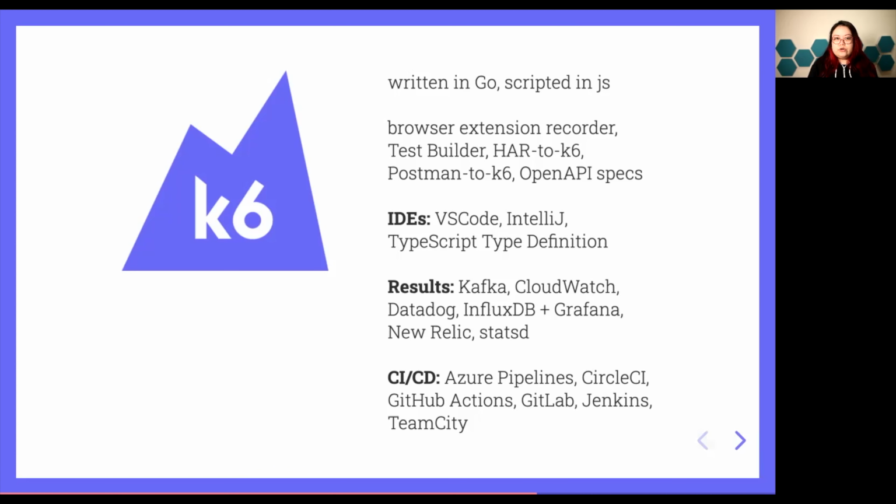Now we have recorders and converters that let you create a K6 script faster, including just being able to download a Chrome or Firefox browser extension, hit record, navigate to your website, and generate a K6 script from that. If you just want to write a script in JS from scratch, we have IDE extensions that help with that. You can also pipe your results out to a variety of visualization and APM tools, as well as CI/CD tools. And all of this that I've mentioned so far is available with a free open source version.